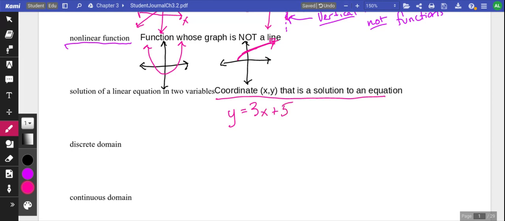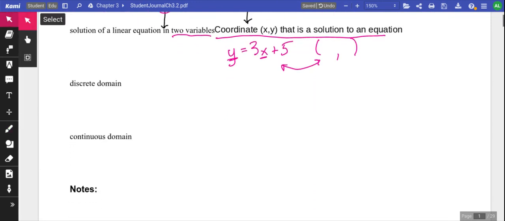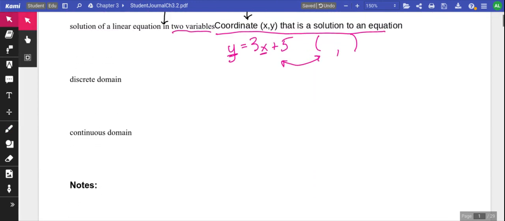Okay, so then that would be any coordinate that's a solution to that equation. That's what I mean by a solution of this linear equation. Anytime we talk about "in two variables," it's because I've got an x and a y. That's what I mean by two variables. This discrete domain, continuous domain, I really don't care about those specific terms.